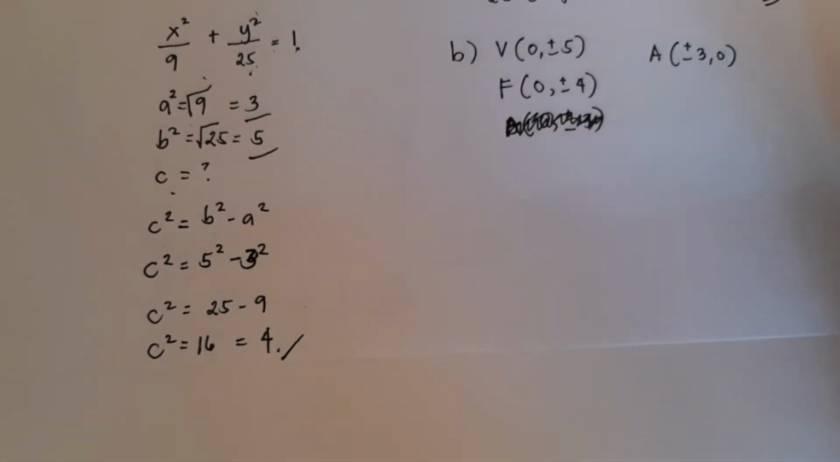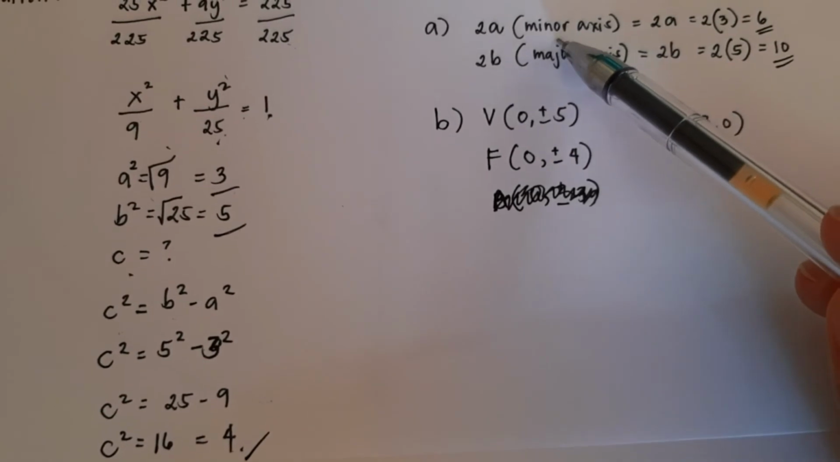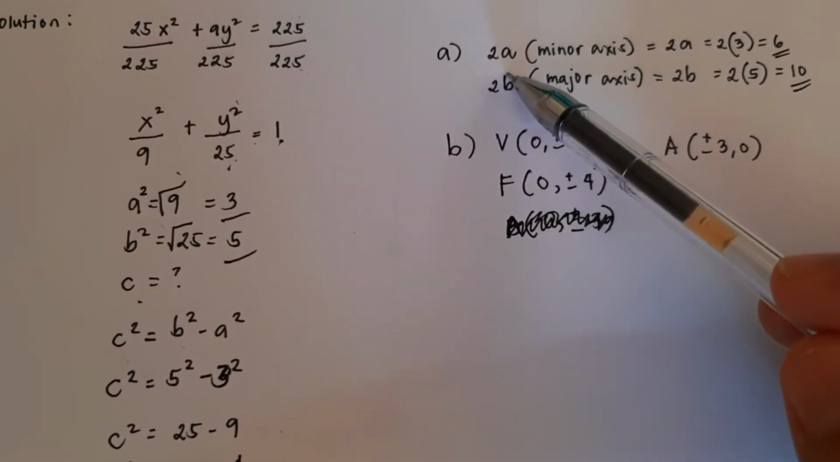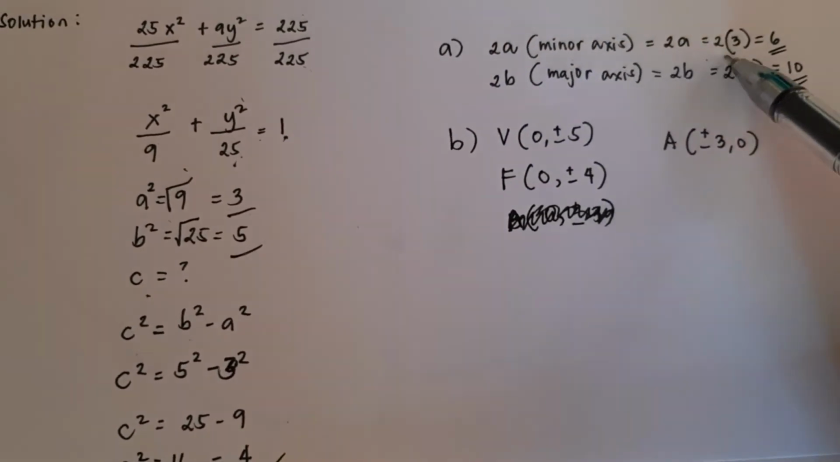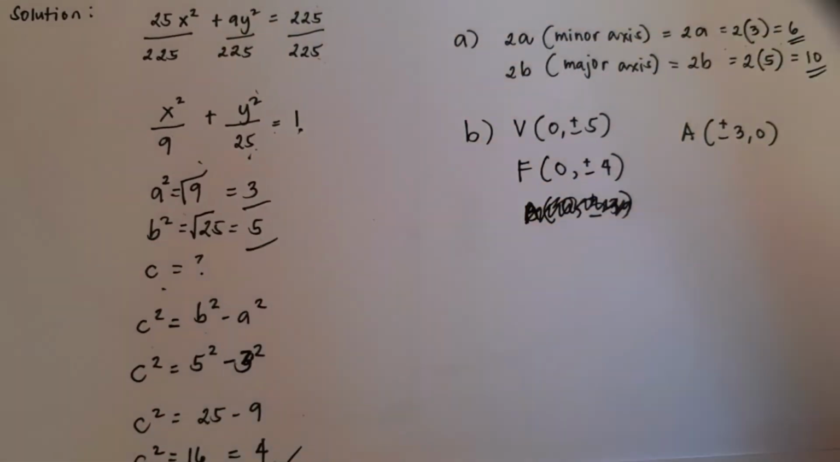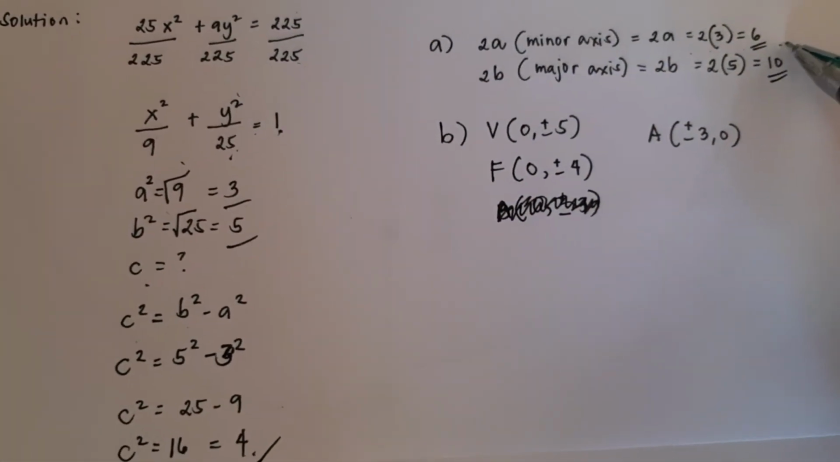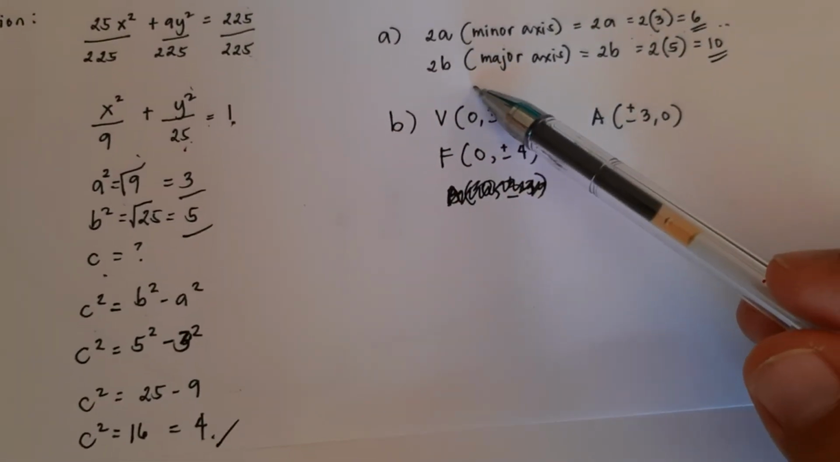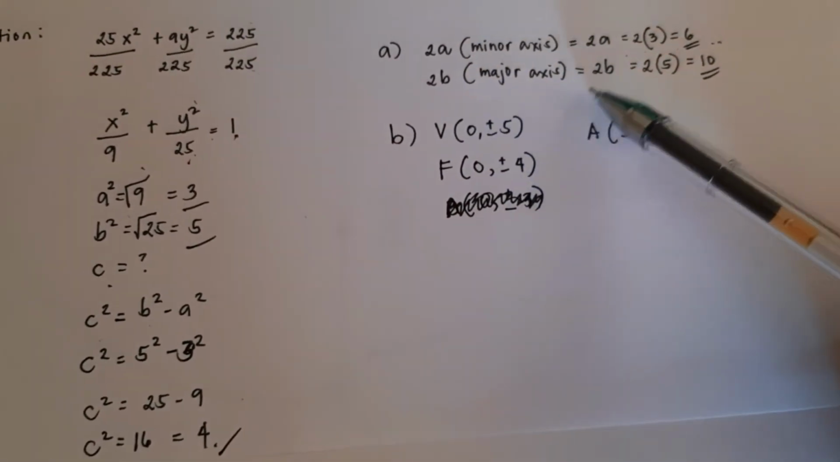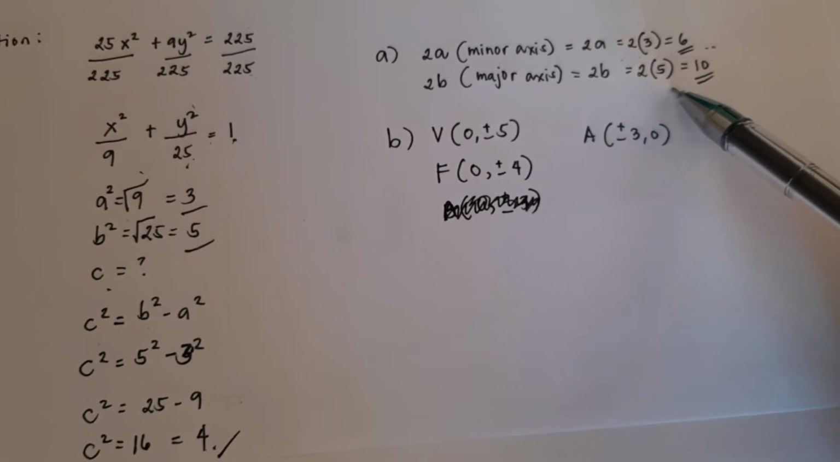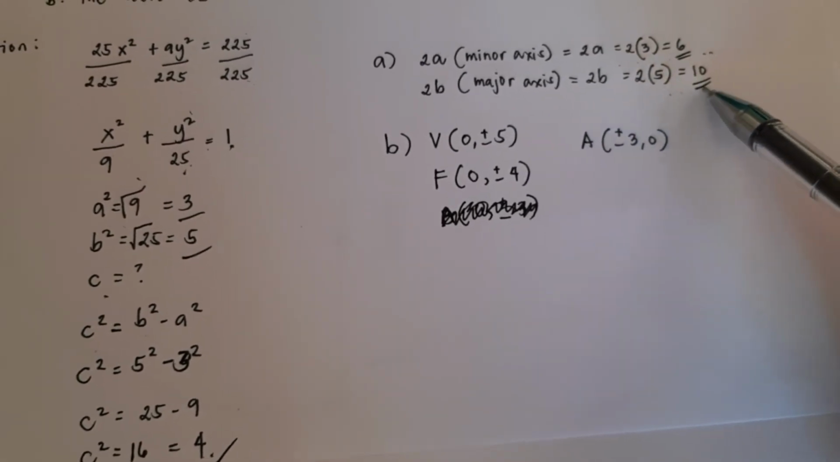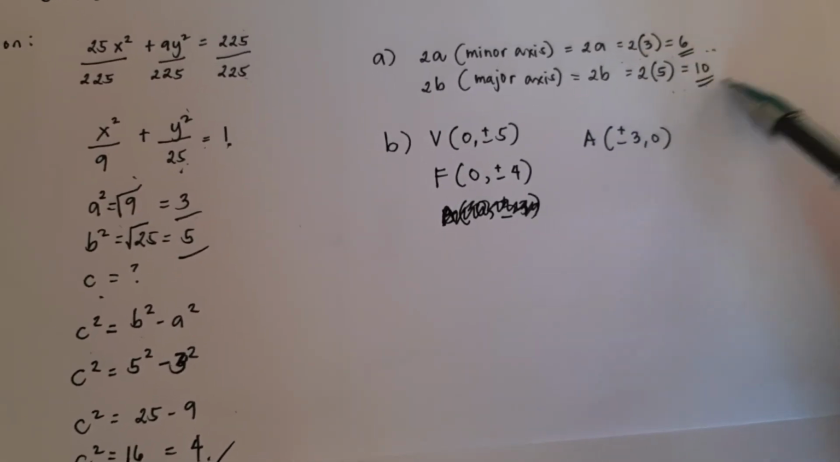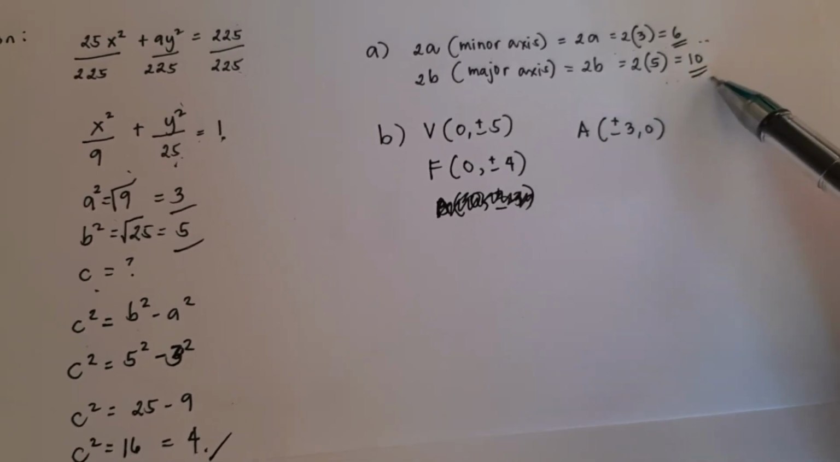Okay. So, ang ating minor axis, ang formula ay 2 times A. So, therefore, 2 times A is equal to 2 times 3, galing sa value ng A, is equal to 6. So, that will be the length of your minor axis. And then, 2B is the length of major axis, equal to 2 times 5 is equal to 10. So, kung papansin nyo, laging mas malaki yung major axis.